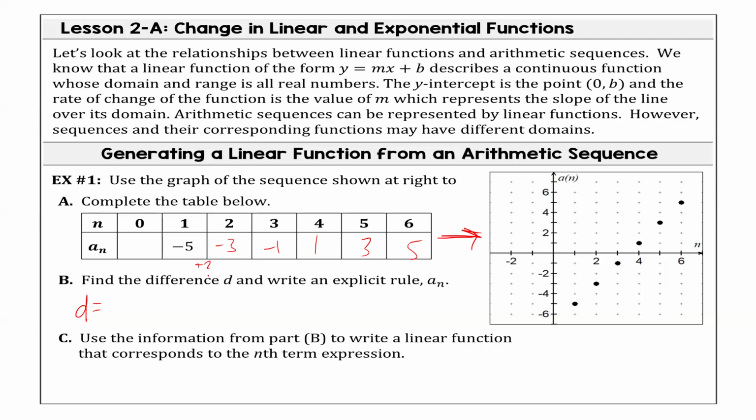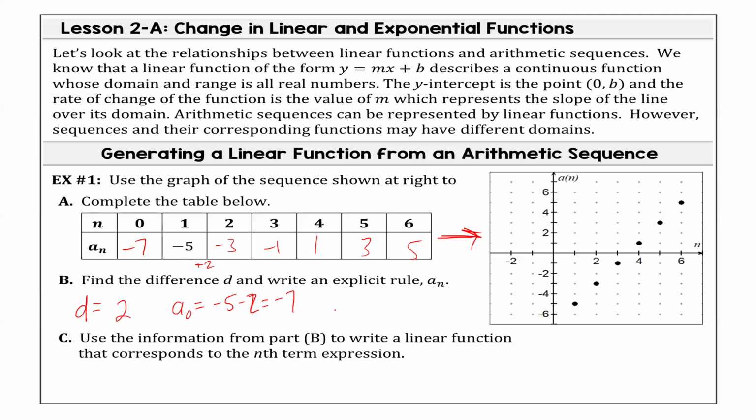+2. Each time we're adding 2 to get from one to the other, right? So we have a +2. And because of that, what would be my a sub 0? It'll be -5 minus 2, which is -7. So we know that this is -7.